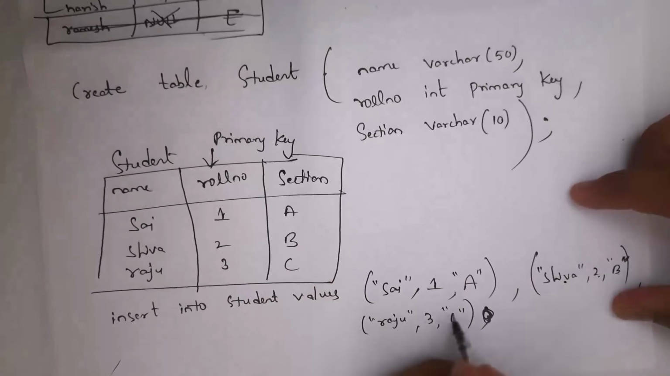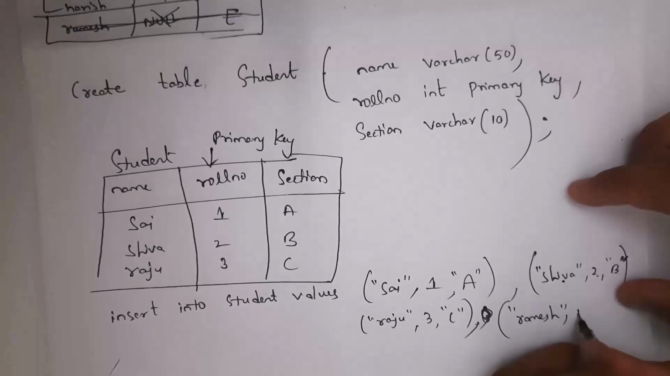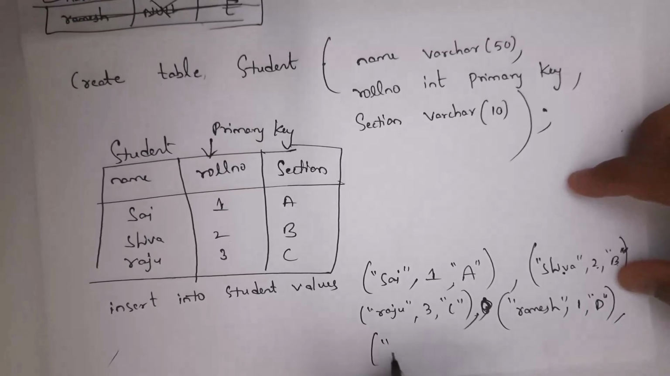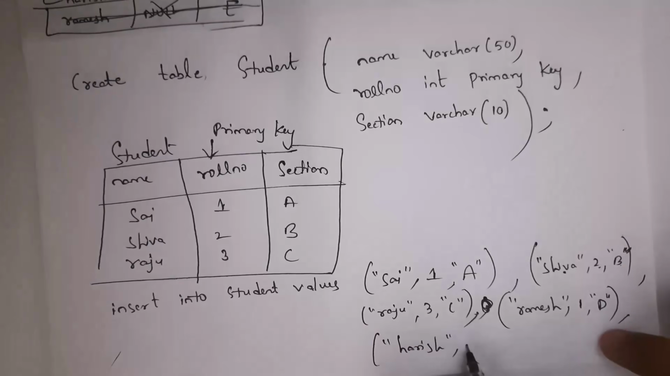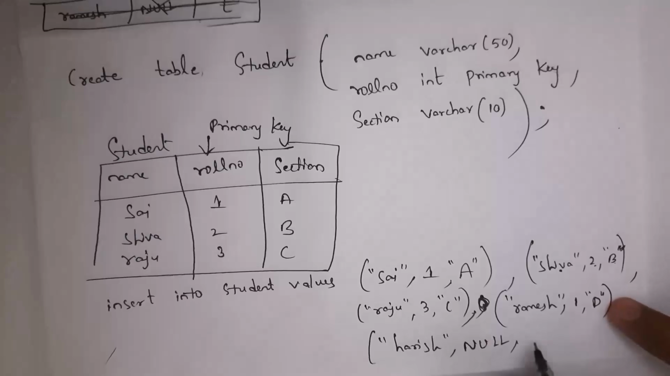For example, I wrote here, comma, name Ramesh, rule number 1 and section D, comma. I want to insert another record, that is name Harish. I don't want to give a rule number, so I will just write here null. Guys, if you want to give null values, then don't use quotations. Just write here null, comma, section E.